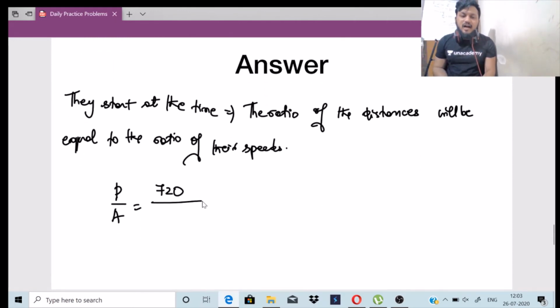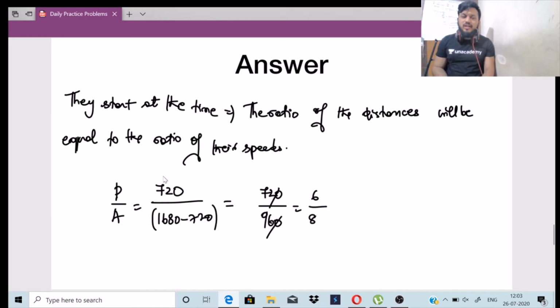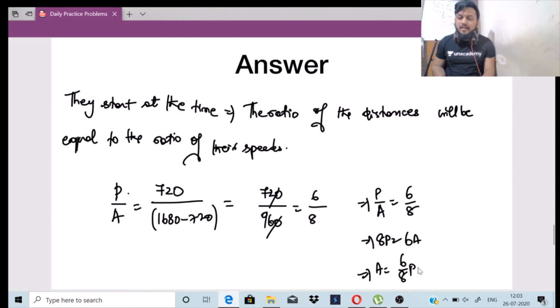What is Avijit? Avijit is total minus 720. 1680 minus 720. So this will be 720 divided by 960. Okay. 12 6 are 72. 12 8 are 960. Cross multiply karo. So you know that P by A is equal to 6 by 8. So do the cross multiplication. 8P is equal to 6A. So therefore A is equal to 8 divided by 6 P, which is 1.33P, right?